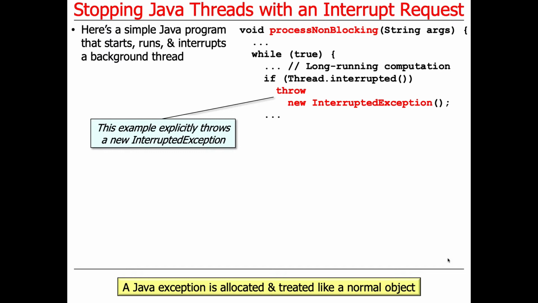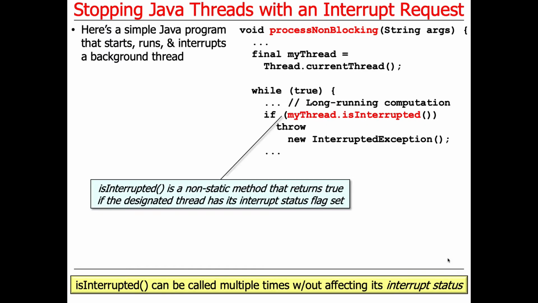There's also another method called isInterrupted. And this is a non-static method, so you actually have to call this on a particular thread. So in this case, we could figure out we are the current thread, and then we could say if my thread is interrupted, this will return true if the interrupted status has been set, but it doesn't change the interrupt status. So it keeps it as interrupted. As a result, you can call isInterrupted multiple times without actually affecting the interrupt status.